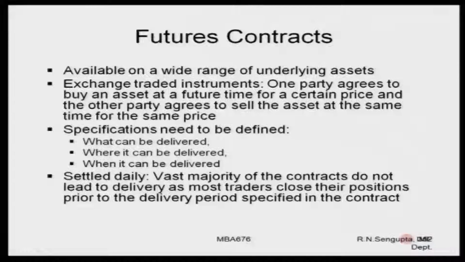So, futures contracts are available on a wide range of underlying assets. They are exchange traded instruments where one party agrees to buy an asset at a future time for a certain price, and the other party agrees to sell the asset at the same time for the same price. Specifications need to be defined: what can be delivered, what is the quantity, where it can be delivered, what is the price, what is the quality of the goods, and so on and so forth. They are settled on a daily basis.